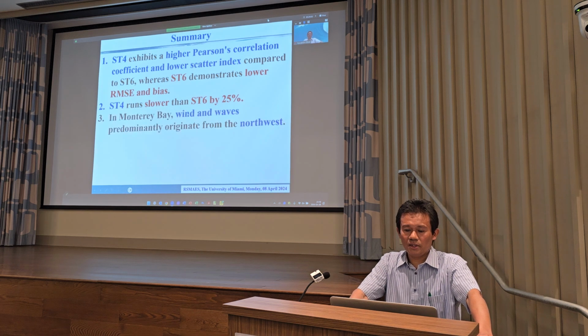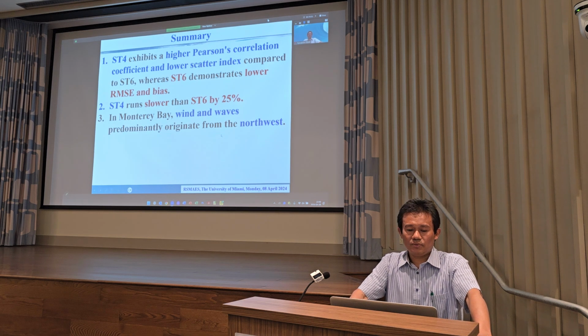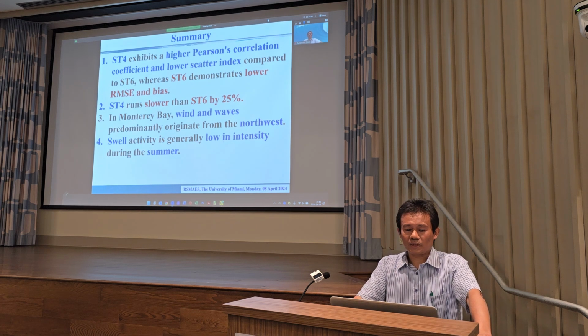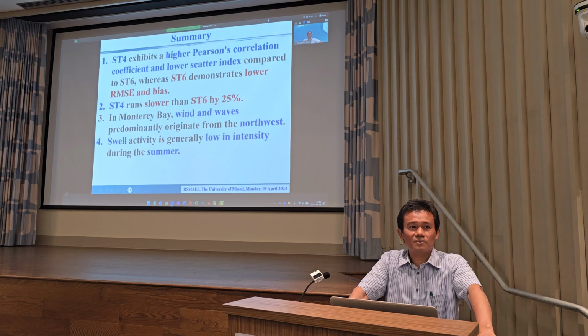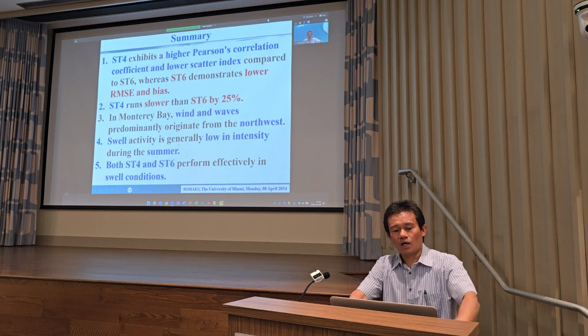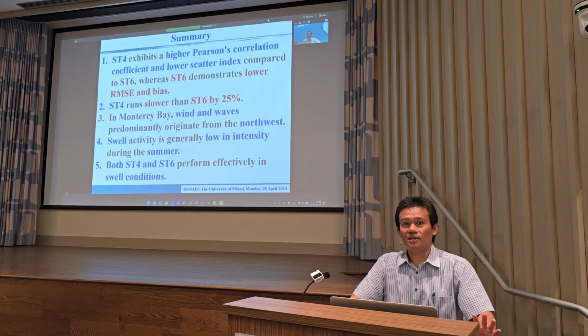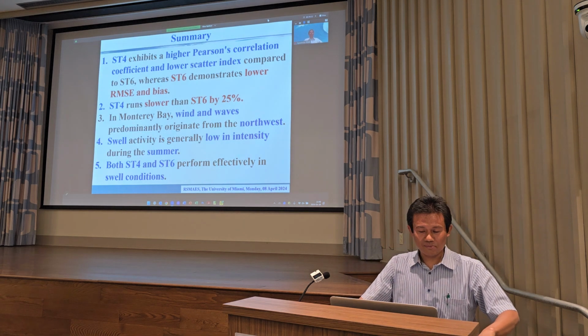In Monterey Bay, wind and waves are mostly coming from the northwest direction, and we can see that the swell activity is generally low intensity during the summer. So we cannot go surfing in Monterey Bay in summer. During the summer you can probably go to Indonesia for surfing, where we have the swell from the southern hemisphere, which is very significant. Both ST4 and ST6 perform effectively in swell conditions. We can see the wind speed is very good. I mean, they perform the same.